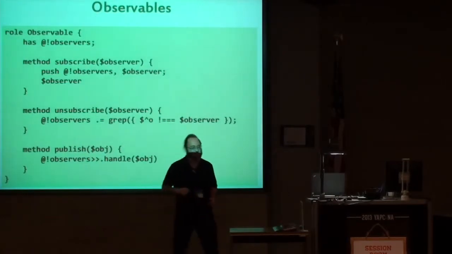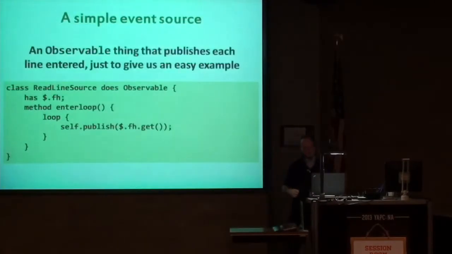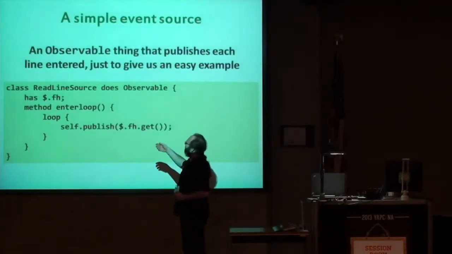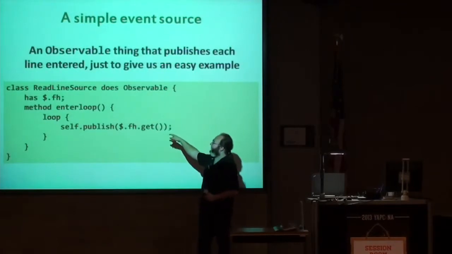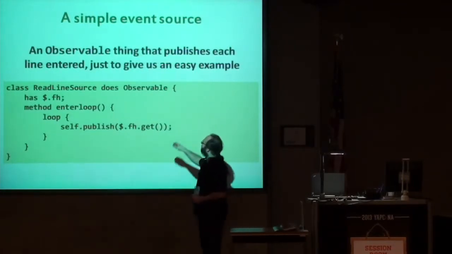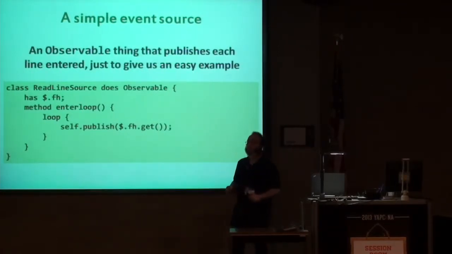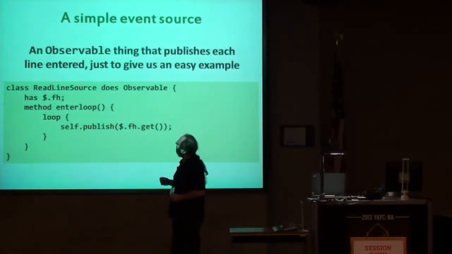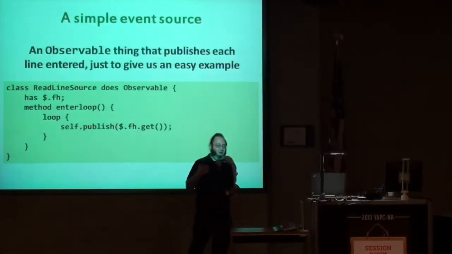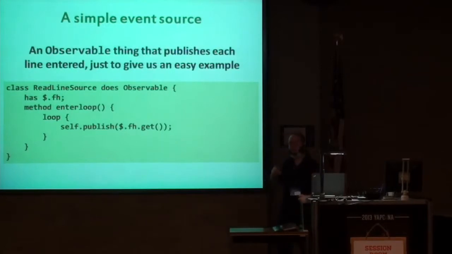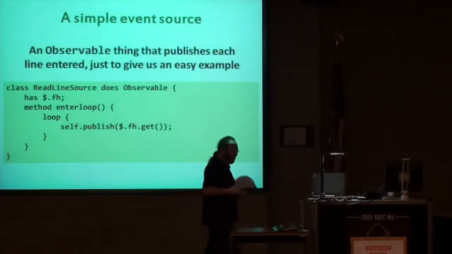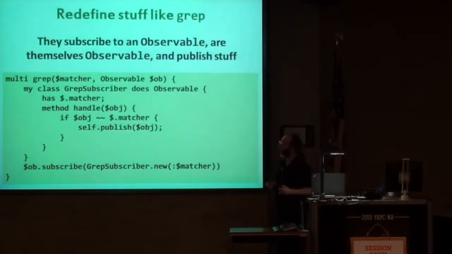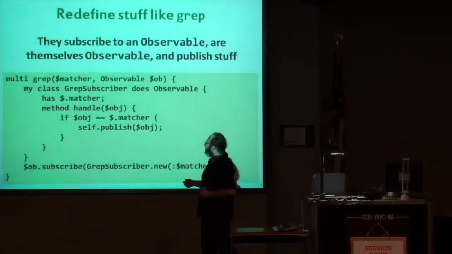Now it turns out that if we start writing stuff like this, I just did a really simple thing. It takes a file handle, sits getting lines from the file handle, and publishes each line. This is good enough to be an observable. So what I can then do is start defining all those familiar things like grep and map and first.